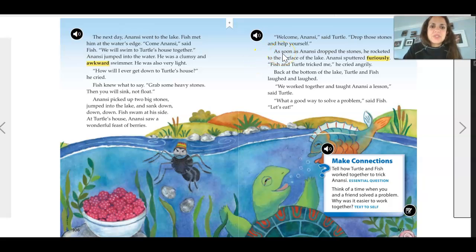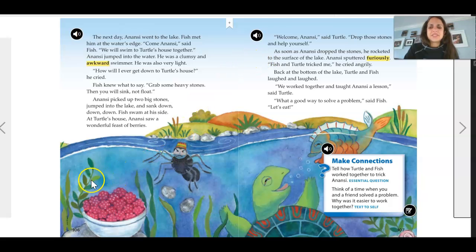As soon as Anansi dropped the stones, he rocketed to the surface of the lake. Anansi sputtered furiously. "Fish and Turtle tricked me!" he cried angrily. Back at the bottom of the lake, Turtle and Fish laughed and laughed. "We worked together and taught Anansi a lesson," said Turtle. "What a good way to solve a problem," said Fish. "Let's eat."